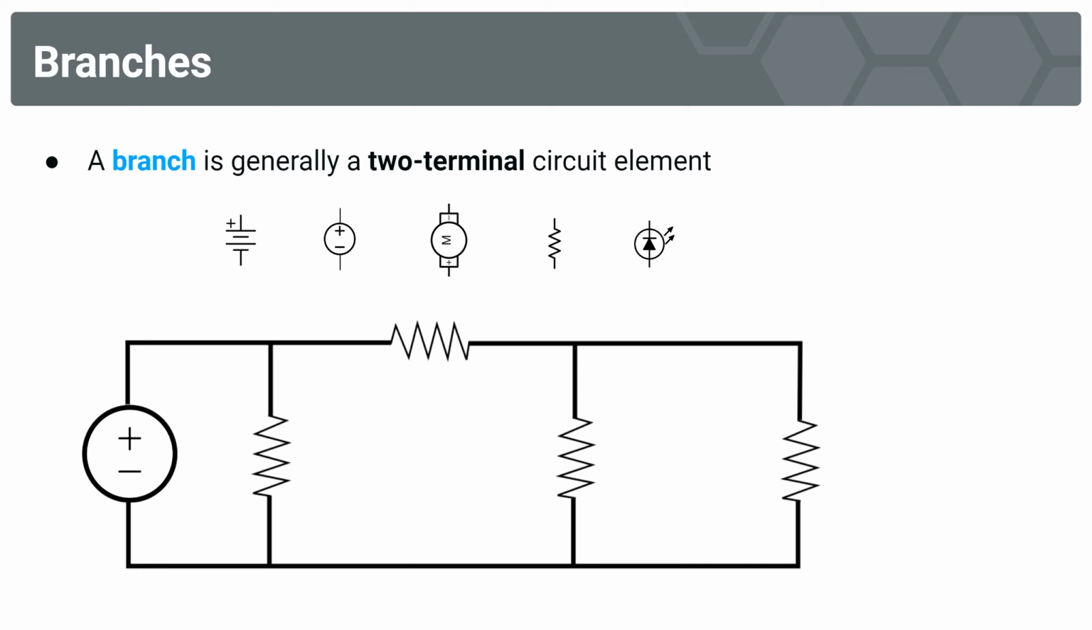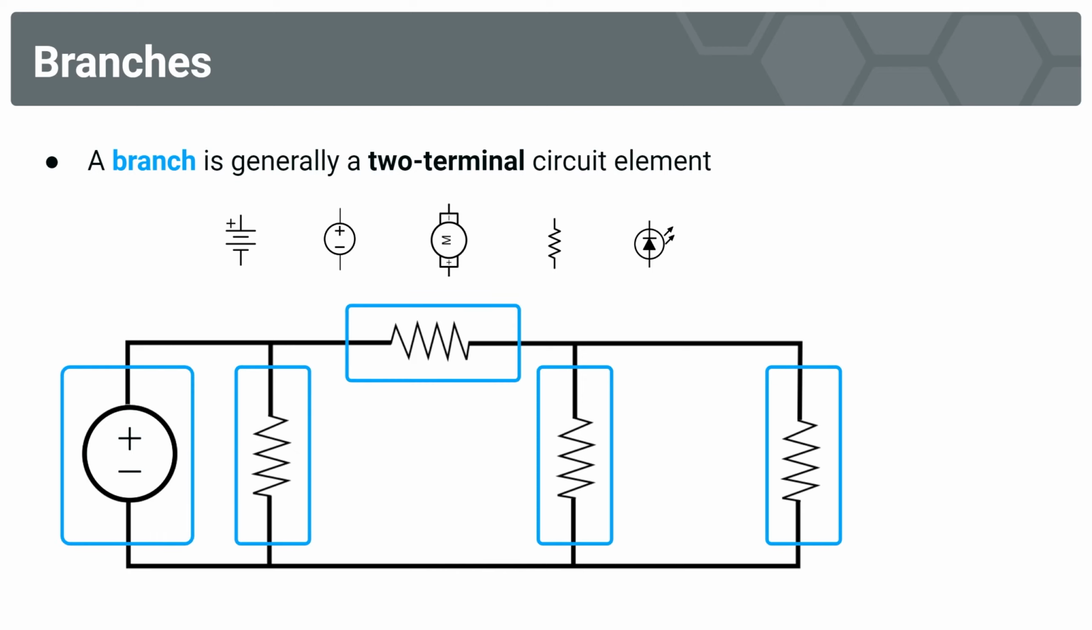Now, a branch is a two-terminal circuit element. Take the schematic below, for example. We have a voltage source and a couple of resistors. And I'm going to highlight for you the branches in this circuit. Remember, it's a two-terminal circuit element, so that means our voltage source and every resistor counts as a branch.